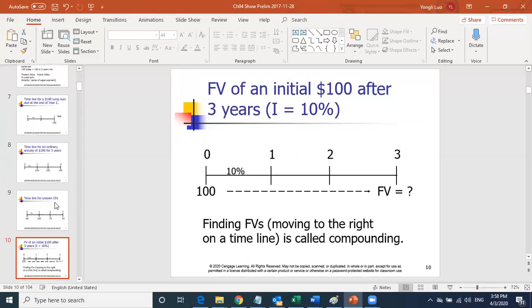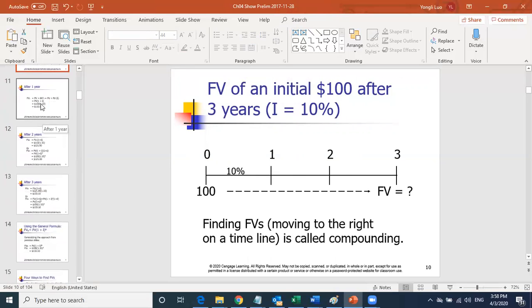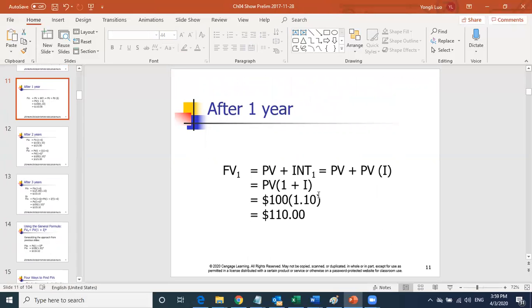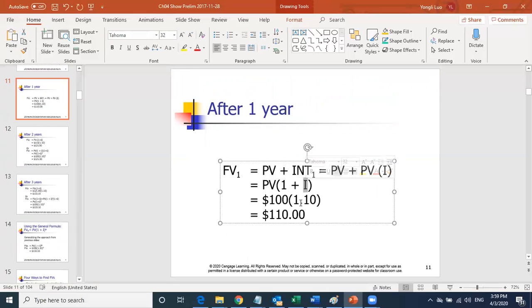So we're going to have a compounding process. Compounding means interest on interest. So in year one, you have 100 times 1 plus interest, which is 10%, so 1.1. At the end of the first year, you have $110.